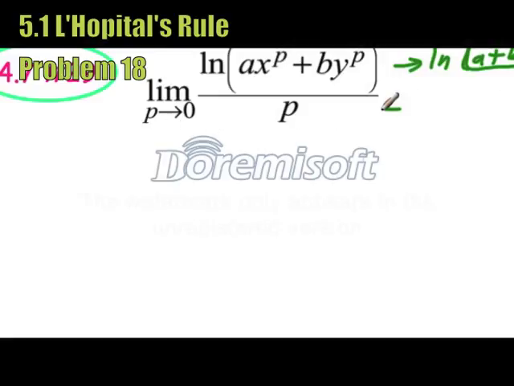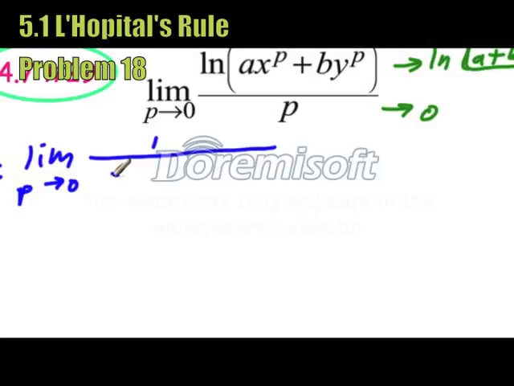Denominator, p goes to 0, that's going to 0. So we have the 0 over 0 means we can use L'Hopital's rule. So, using L'Hopital's rule, we have the limit as p approaches 0. Okay, so derivative of a natural log is 1 over the entire inside, ax to the p plus by to the p. Chain rule times the derivative of the inside.